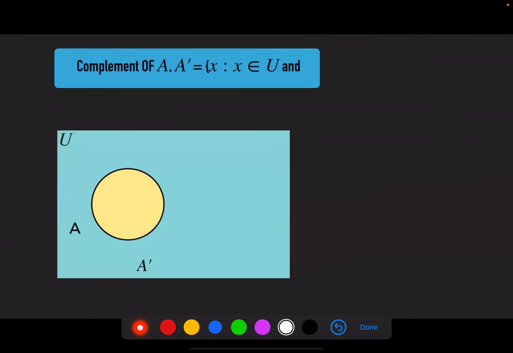Now, what is the complement of A? There are two ways of writing complement. The prime also works for complement, but there is one more way of writing. You can put C in the power. If you put C in the power, that is also taking the complement of a set.